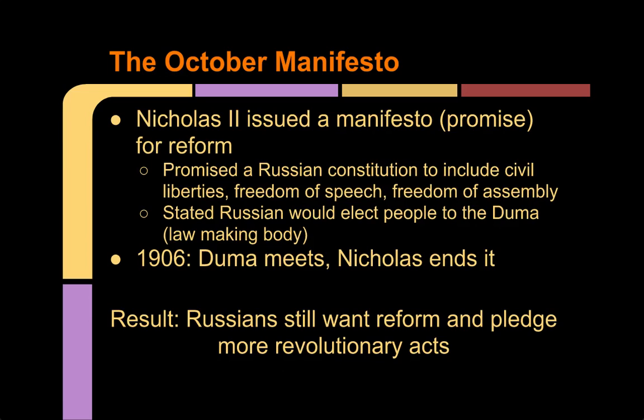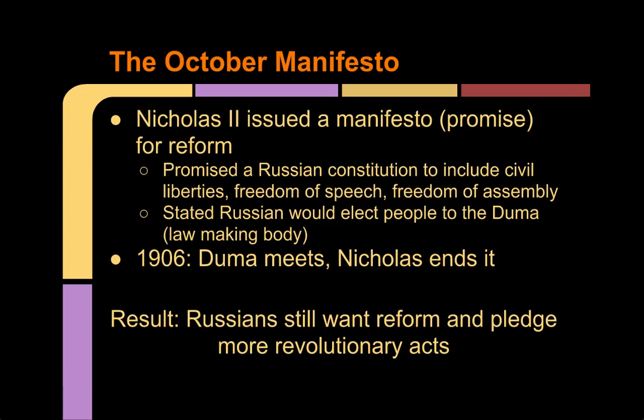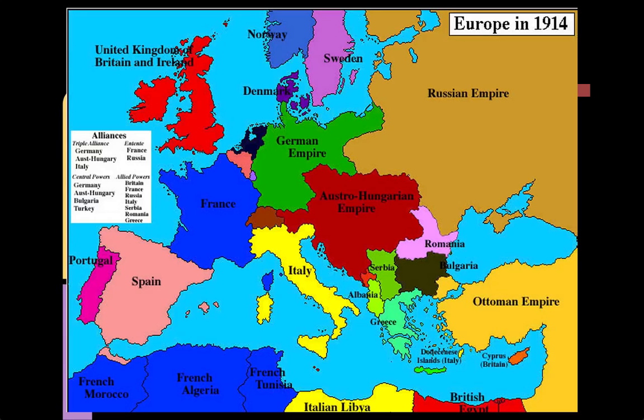But the October Manifesto was originally a promise, but it was not followed through. That's going to anger the people. It's just like England when America asked them to change things. They did not. And France, the monarch didn't change things. They wanted change, and so they decided to take matters into their own hands. Okay? This is Europe in 1914, right here. And ultimately, what's going to happen to the Romanov family is that they will be assassinated by revolutionaries. They'll be killed, the whole family.